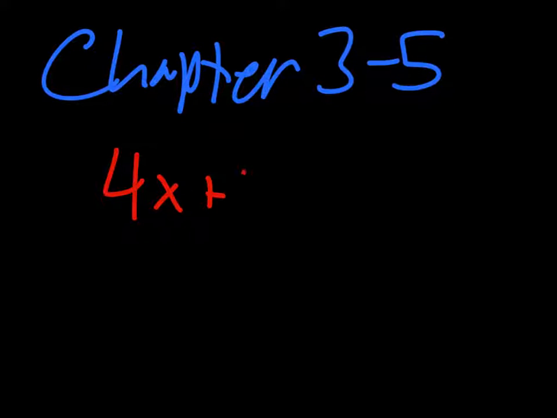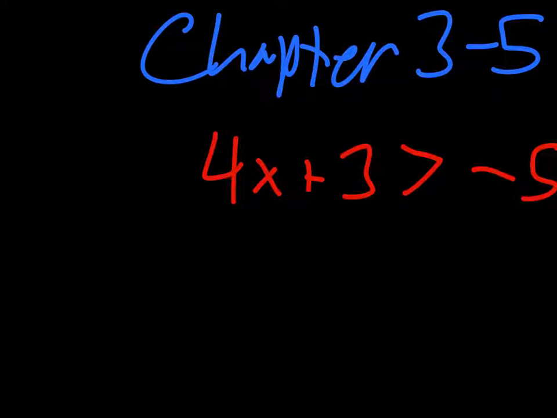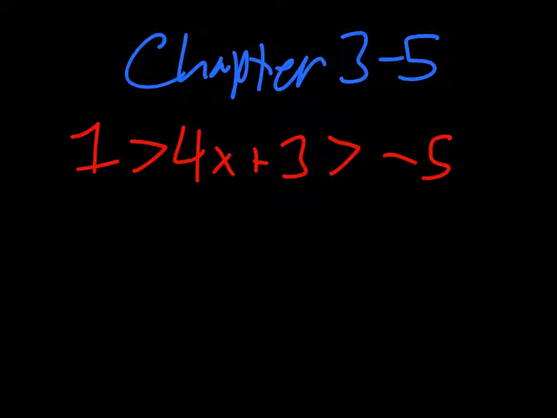4x plus 3 is greater than negative 5, but on the other side I have, I'm sorry, I can't think of a number. Let's do 1, okay? So what you do is, we have 1 is greater than 4x plus 3, which is greater than negative 5. So what we do is subtract 3 on all the sides.